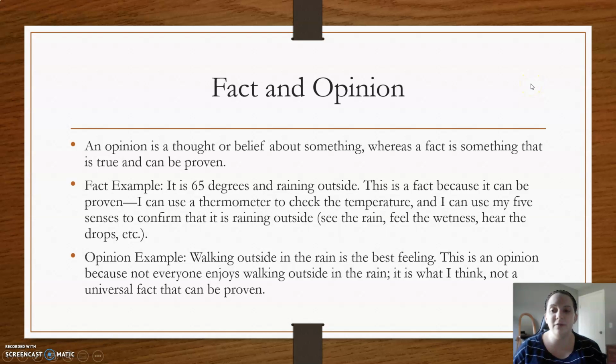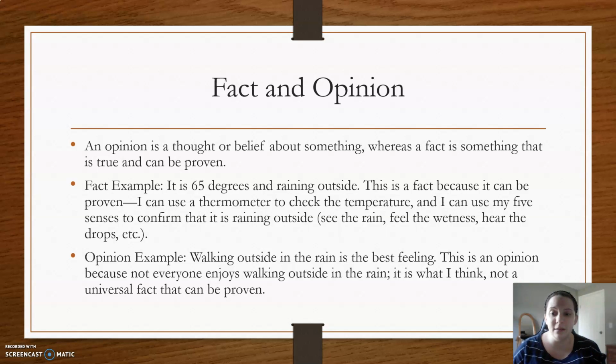Okay, now we've talked about this previously as well, but let's quickly review fact and opinion. An opinion is a thought or belief about something, whereas a fact is something that is true and can be proven. An example of a fact: it is 65 degrees and raining outside. This is a fact because it can be proven. I could use a thermometer to check it. I can see out the window it's raining. I can feel it. I can hear it. Those are facts.